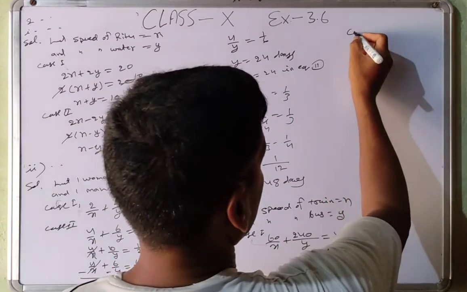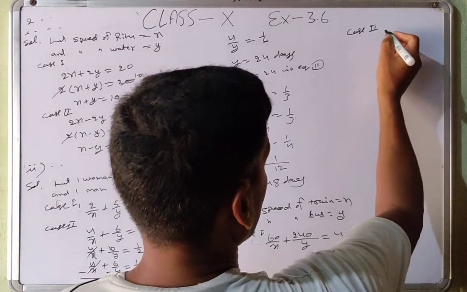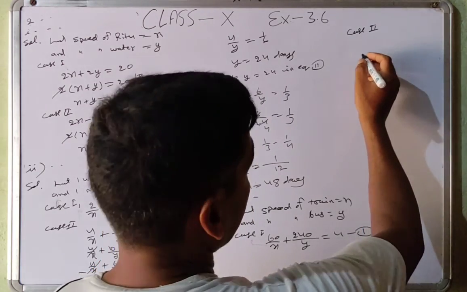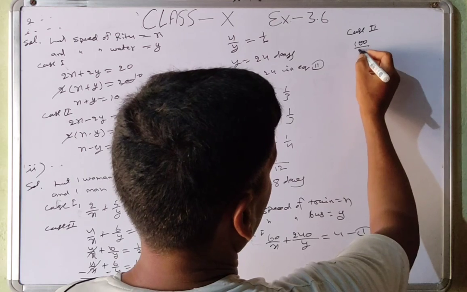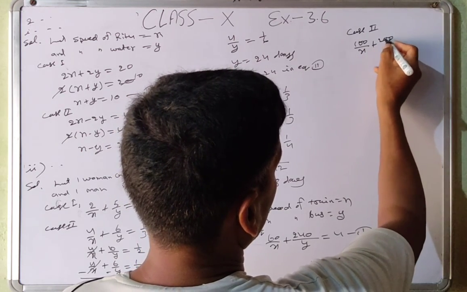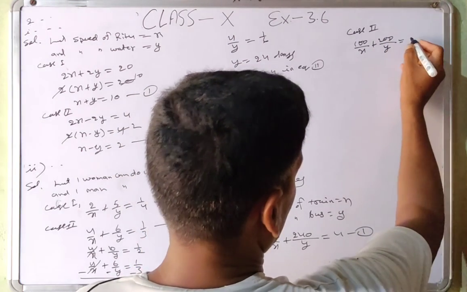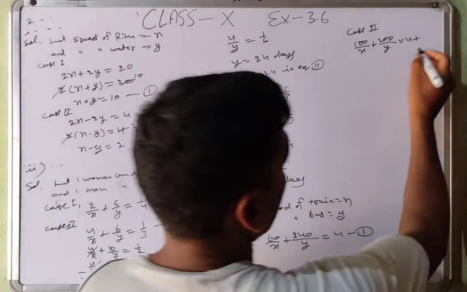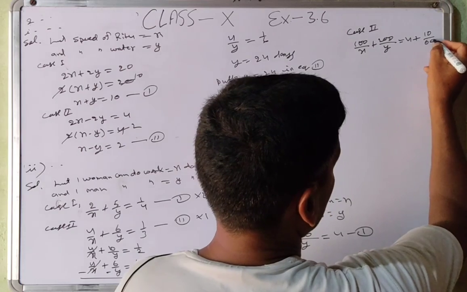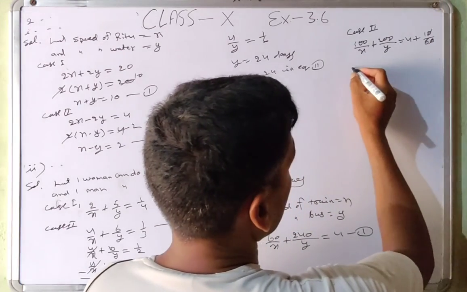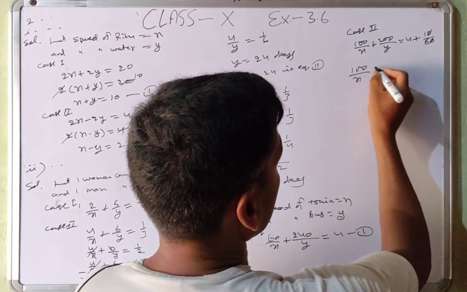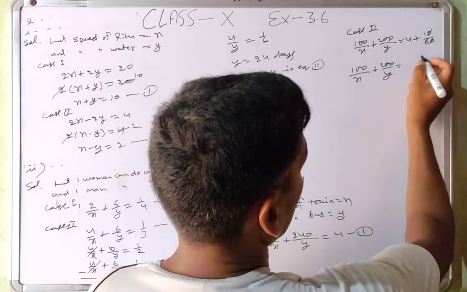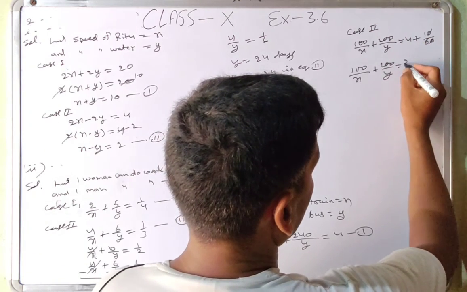And then case second: first by train 100 km, so 100 upon x plus the left distance is 200, upon y is equal to 4 plus the 10 minutes longer. That means 10 upon 60, 6 cancels by 6. So 100 upon x plus 200 upon y is equal to 4 sixes are 24, 1 is 25, 25 upon 6.